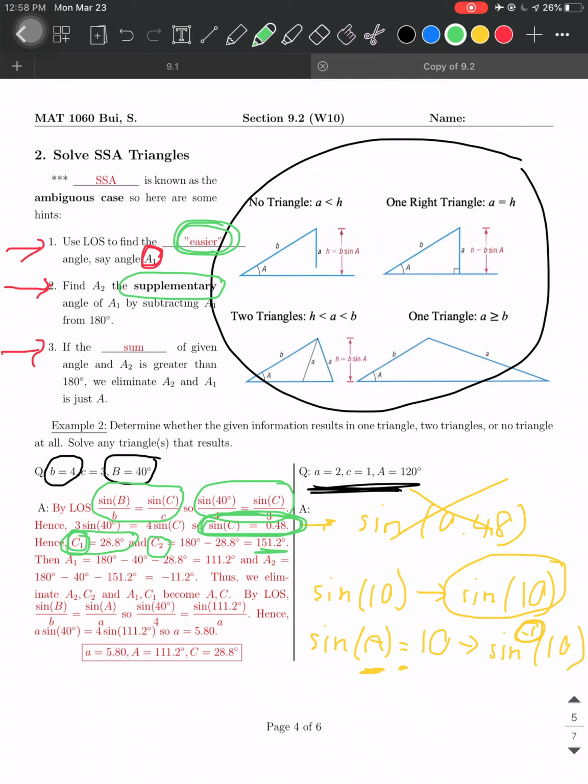And after that, we have 151.2, right? It's still under control. It's still within 180. So C2 is still good so far, right? There's nothing wrong with it so far.